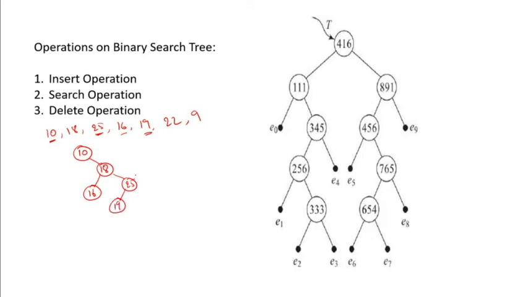You have 19 here. 22. Greater than 18, less than 25, greater than 19. 22. Coming to 9, it is less than 10, you will place it here.